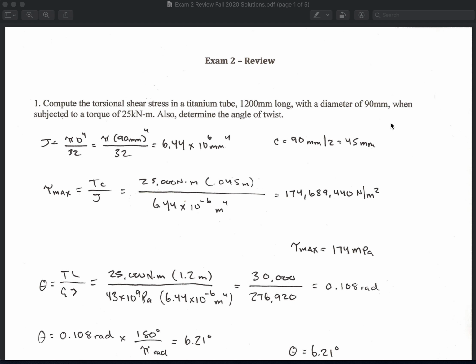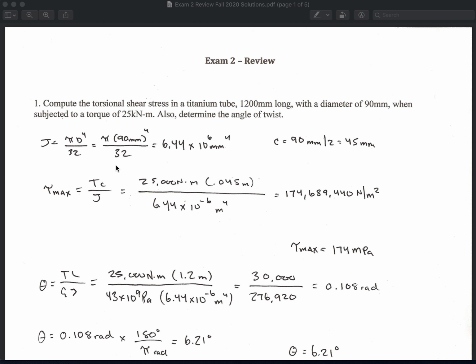We know the diameter is 90 millimeters, so pi times 90 millimeters to the fourth divided by 32 equals 6.44 times 10 to the sixth millimeters to the fourth. I also need to obtain C, which I just said is half of the diameter, which is 90 millimeters divided by 2 equals 45 millimeters.